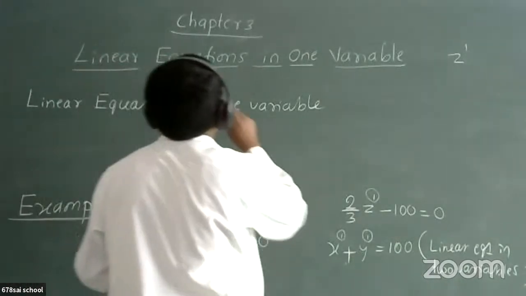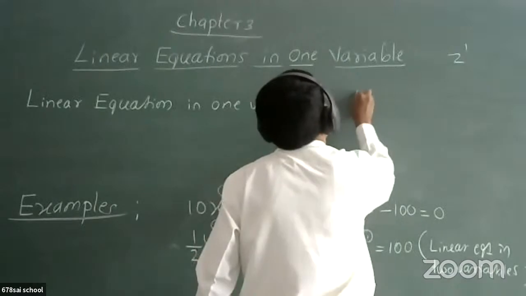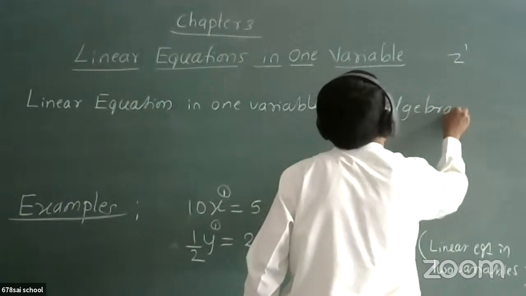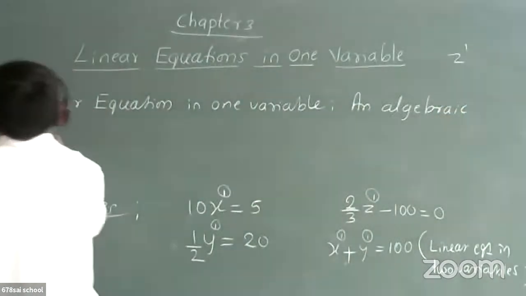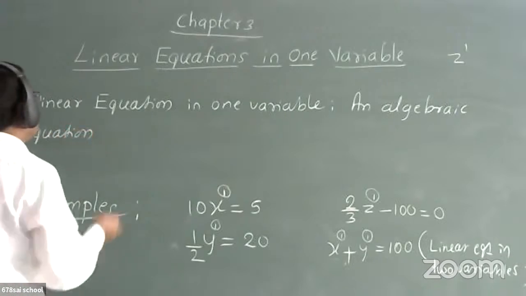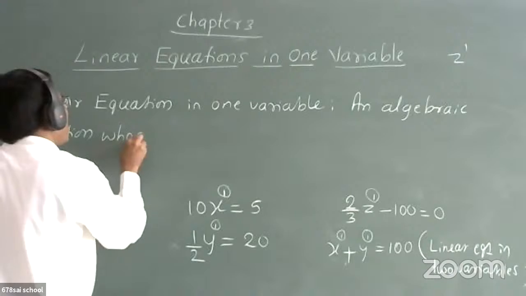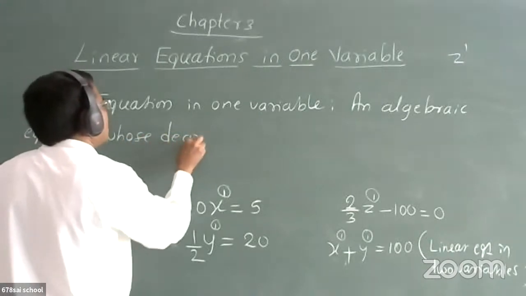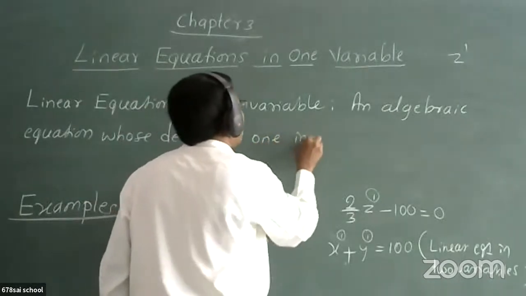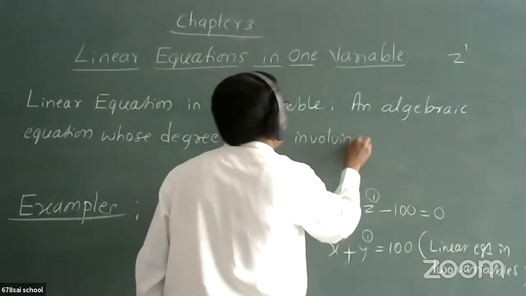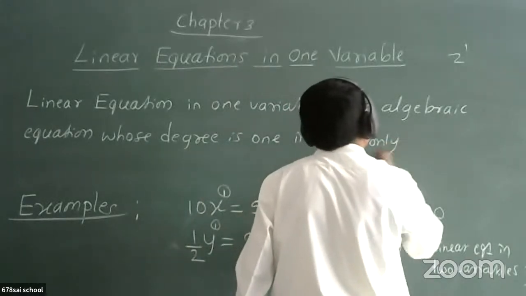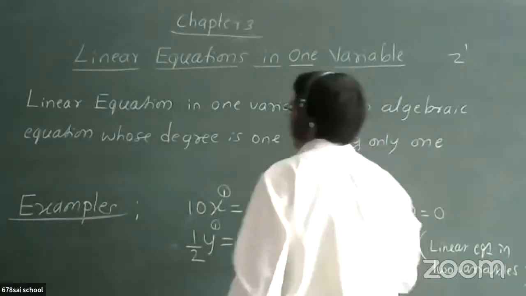Now, what is a linear equation in one variable? An algebraic equation whose degree is 1, involving only one variable. Only one variable.